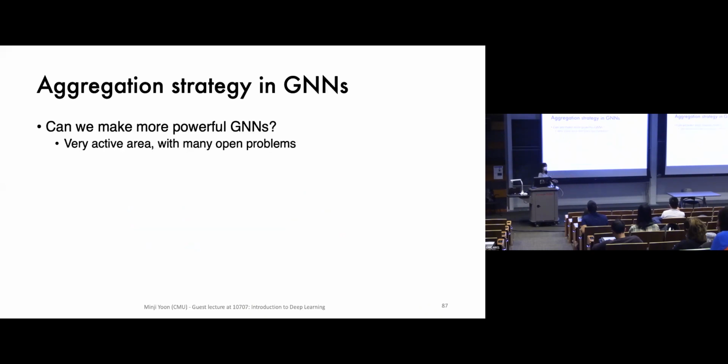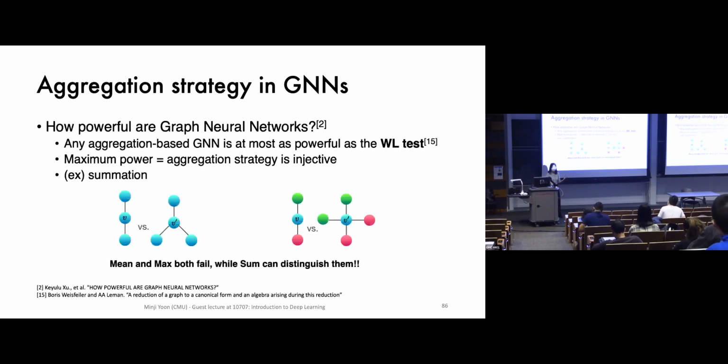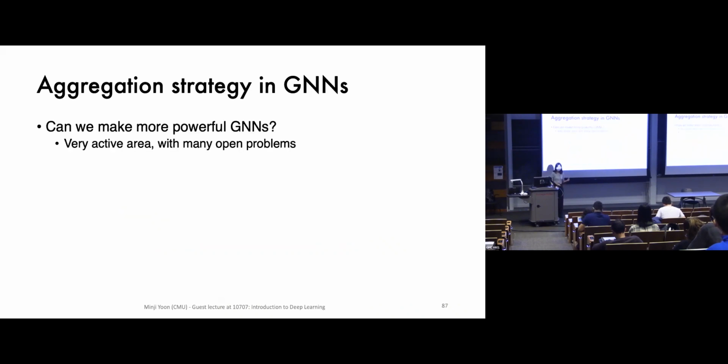After this paper, this became a super active area, one of the largest areas right now in GNN. They try to make more powerful GNNs than this WL test, because this paper said that the current design of GNN is at most as powerful as the WL test. Many papers asked, can we design a new graph neural network model which is more powerful than the WL test? I'm going to introduce a few papers and their intuition.